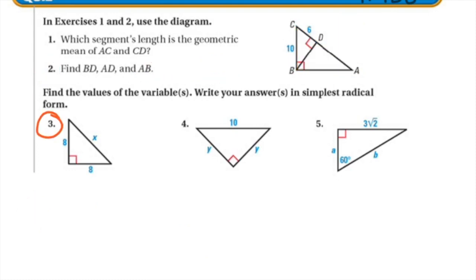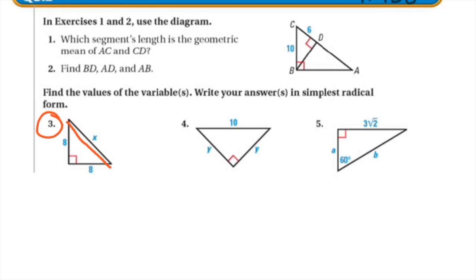You always want to identify first, can I use Pythagorean theorem to solve a problem? Because that is a pretty helpful tool. In number 3, you can use Pythagorean theorem. You have two side lengths, 8 and 8, and you're just missing the third. But you also have a really nice, easy shortcut.